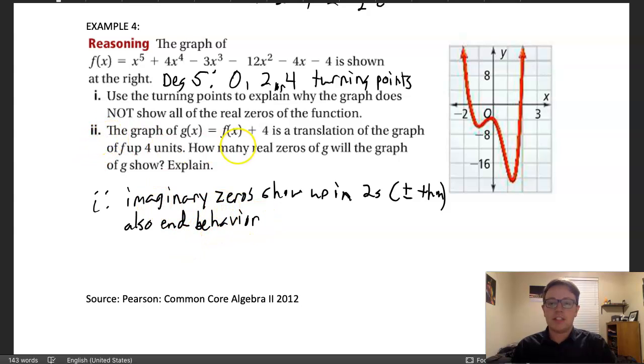The second problem, it says the graph of g of x is f of x plus 4. It's a translation 4 units up. How many real zeros will this have? Well, if we move this graph up 4, what do we expect to see? If we move this up 4, we would have some sort of zero in here, but we'd also move through because this would move up. We'd move through up here, and we'd move through again. That means we'd have at least 4 zeros.